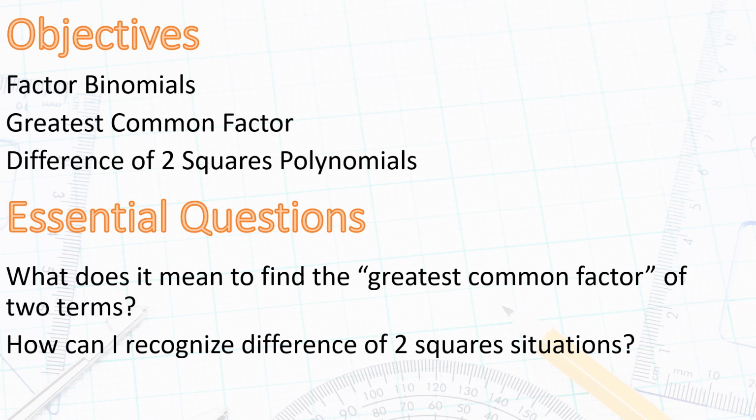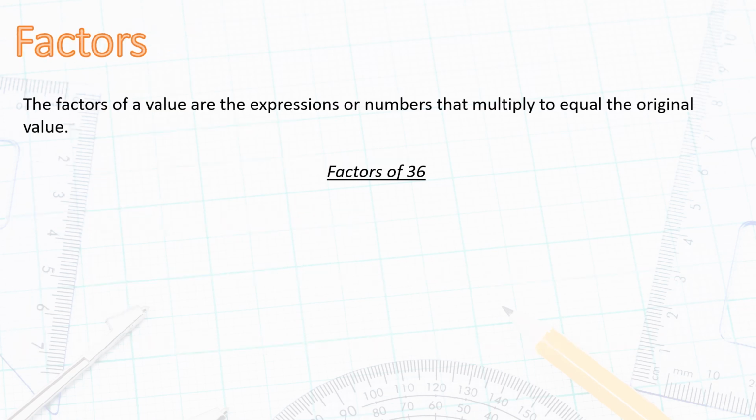So questions for today: what does it mean to find the greatest common factor? And then how can I recognize when those difference of two square situations are popping up?